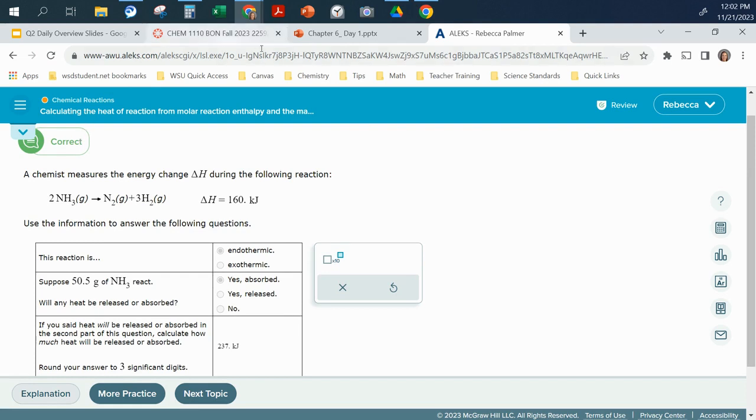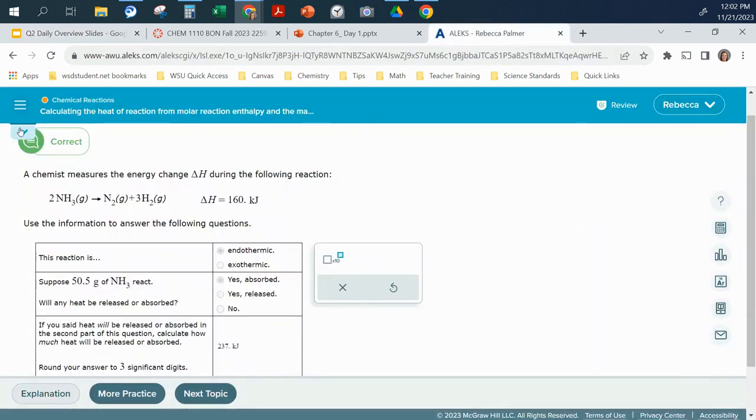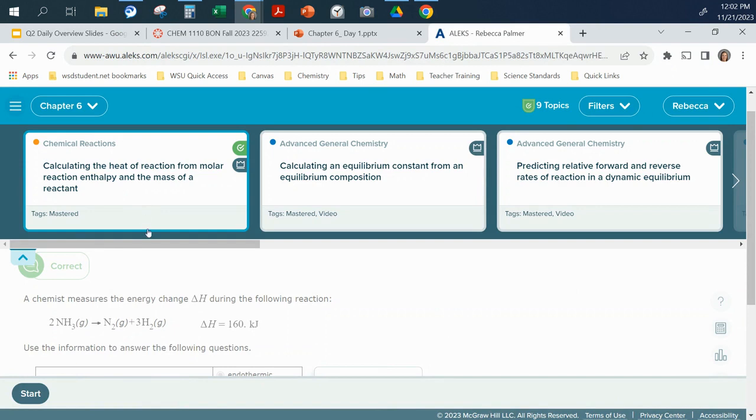All right, the next one is interpreting a reaction energy diagram. Let's do this one, and then we'll stop for today.